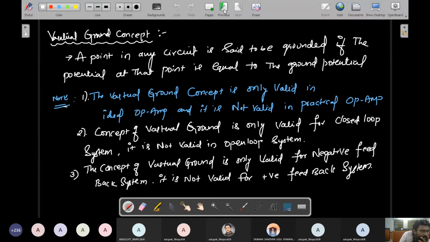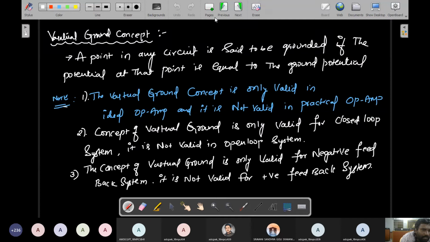Right, I'm moving to the next page. I'll draw the operational amplifier circuit diagram once again, because here I am studying the second point. It is very important: the concept of virtual ground is only valid for closed loop. So whatever operational amplifier I use is always in a closed loop configuration. I will draw the circuit diagram.